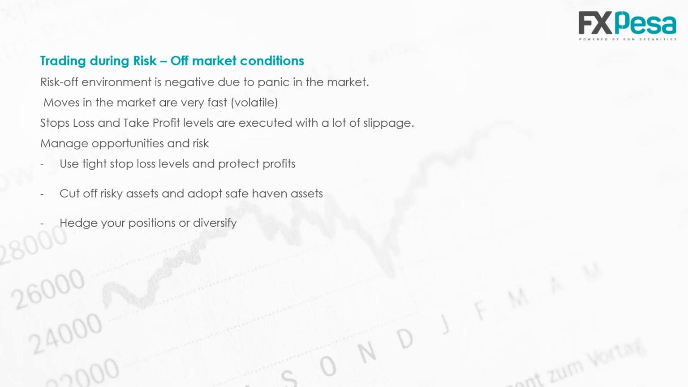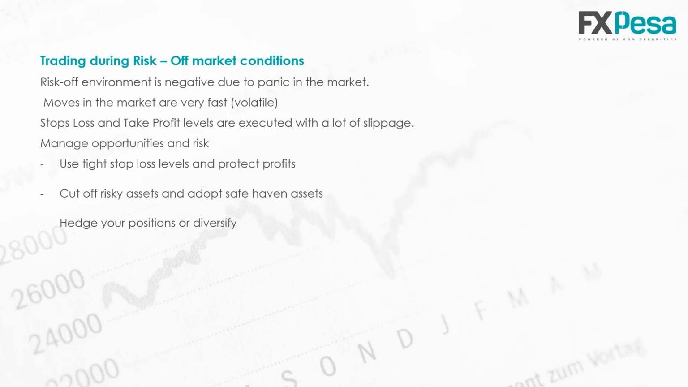So how do you manage that? Make sure you manage opportunities and risk, because you don't stop trading during risk-off or risk-on time. You have to be trading. Remember, it's your source of income. But then, how do you sail through that period? You use tight stop loss levels and you protect your profits. This is the time that you need to make very good use of trailing stops. And you know the markets can move very fast, right? You use calculated moves and you cut off your risk by using even lower lot sizes.